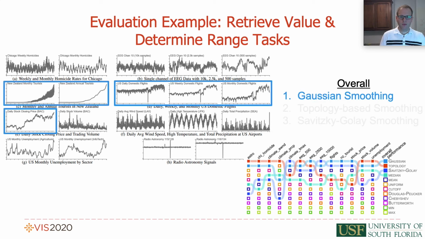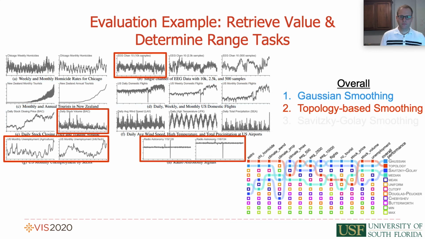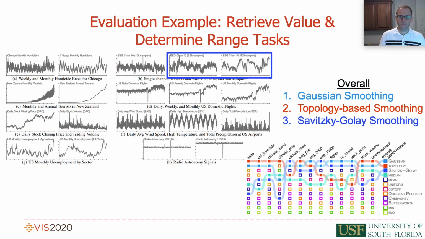The overall best performing method was Gaussian smoothing. However, it wasn't the best method for all data. It tended to do best with data that had long-term or cyclical trends within it, as seen to the left. The second best method was topology-based smoothing, which tended to perform best on data with spiky features, as seen in the highlighted datasets to the left. Finally, the third best method overall was Savitzky-Golay, which performed best only with a single specific data type, that being the EEG data that we tested against.